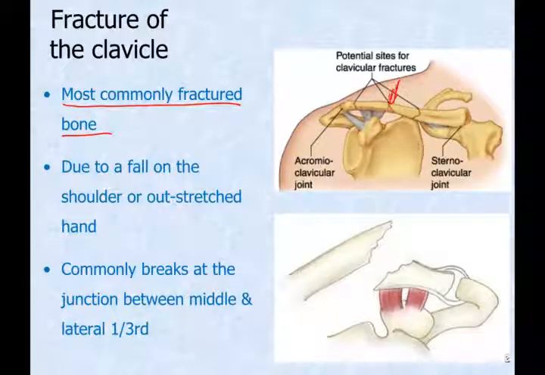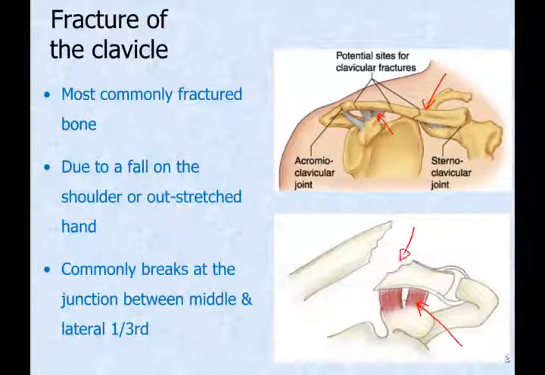So it's somewhere here. That is just medial to the attachment of the coracoclavicular ligament, for several reasons. One reason is that the coracoclavicular ligament itself is stronger than the clavicle. Second, this is the weakest point, the thinnest part of the clavicle.